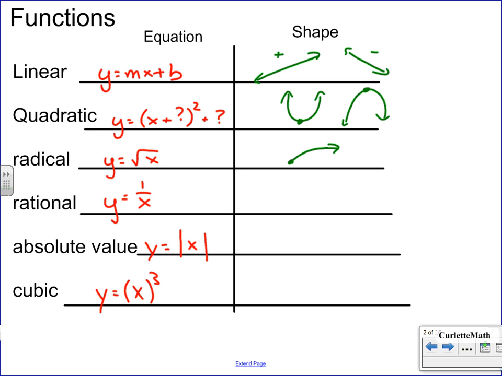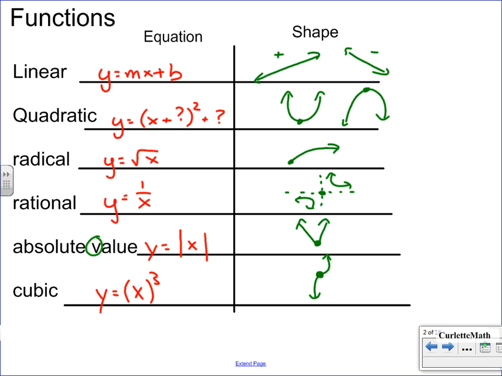A rational looks like a fraction with something above and below, with your horizontal asymptote, and it makes boomerangs in opposite quadrants, in quadrant 1 and quadrant 3. Absolute value makes a V, and if you notice, value, V, it makes a V. A cubic makes what I call an S, or what I've heard students call a waterfall.